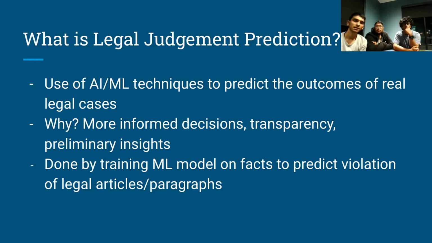So, what is legal judgment prediction? Legal judgment prediction involves using machine learning or natural language processing techniques to analyze legal texts such as court cases, statutes, and legal opinions in order to predict the outcomes or decisions that might be made in similar future cases. The goal is to assist legal professionals by automating or augmenting the process of legal research and decision making.